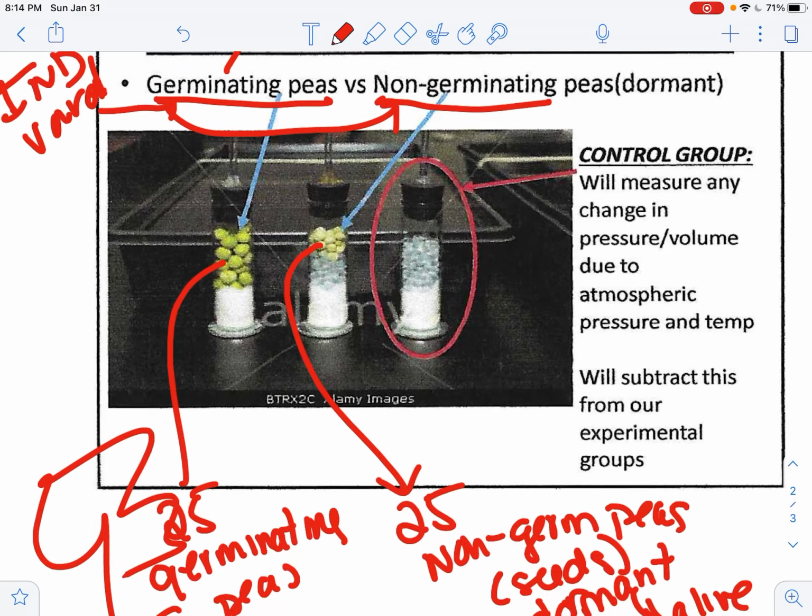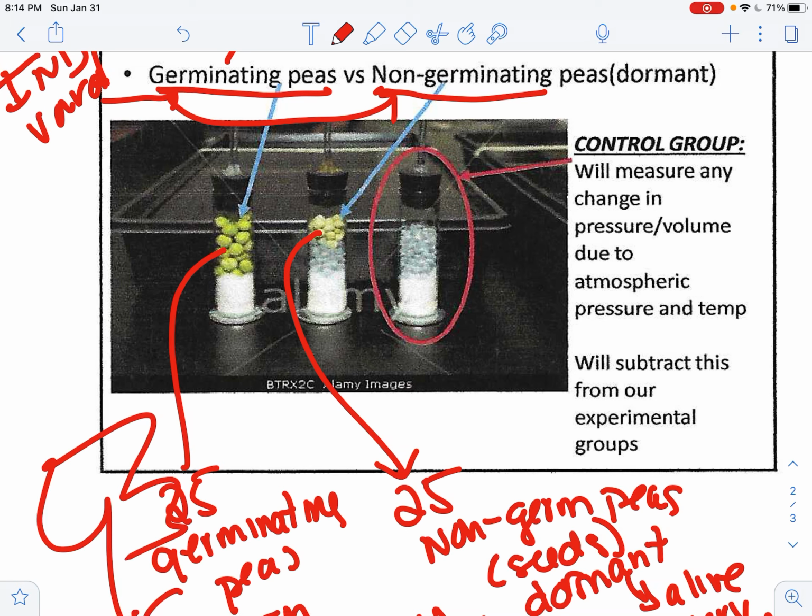Now, you may notice in this setup here, we have 3 vials. We have germinating peas in here, and here's our cotton with our KOH down there. And here I have non-germinating peas, with glass beads in there with it. And then we have one with just glass beads. This is going to be our control group with nothing alive in it, just beads. And we need these beads in there to make sure that it's a controlled variable.